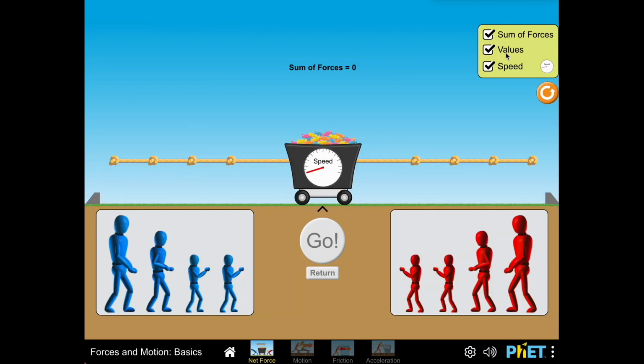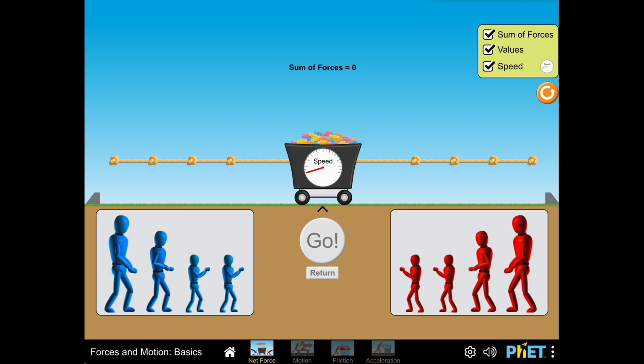Hi, my name is Celestia and I decided to become an expert in the Forces in Motion Basics Lab via phet.colorado.edu. This simulation lab covers force, motion, friction, speed, Newton's first and second laws, and kinematics somewhat.